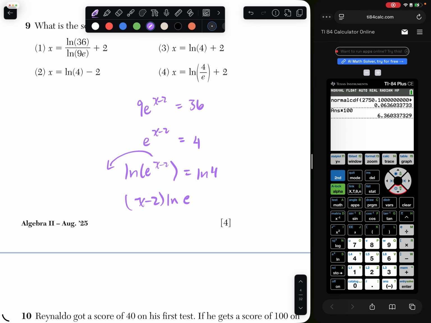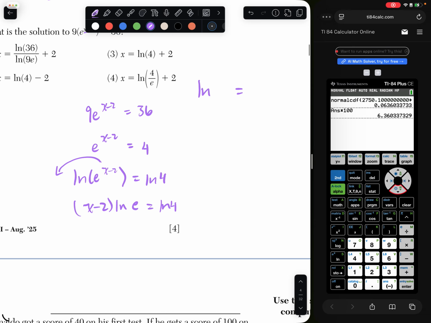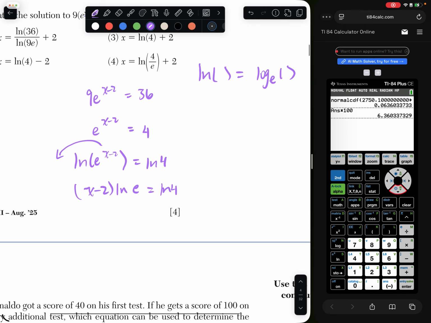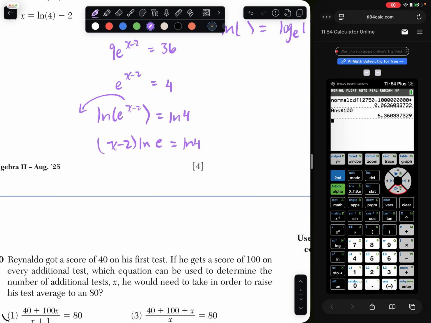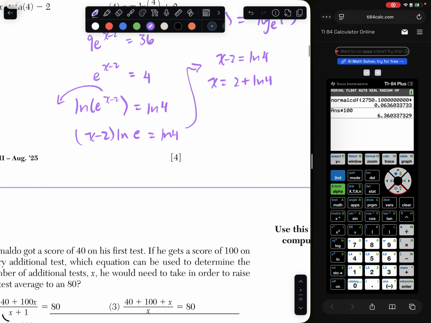And then ln of e is just 1, because ln is equal to log base e. Of course, you will have some argument here. If you have log base e of e, that's just going to be 1, because e to the first power is e. Okay. So then we have x minus 2 is equal to ln of 4. So that means x is equal to 2 plus ln of 4. And then I would plug that into the calculator.